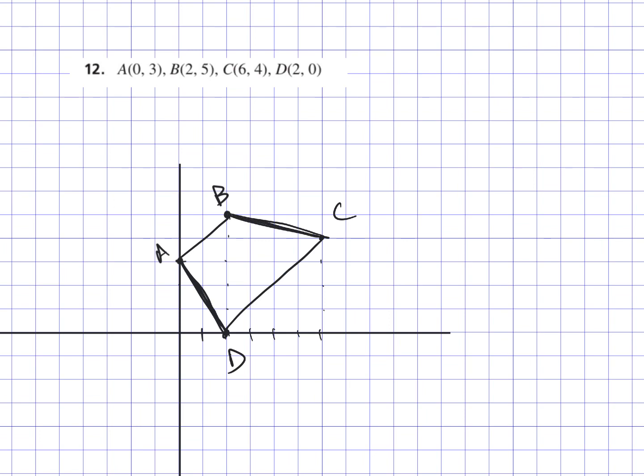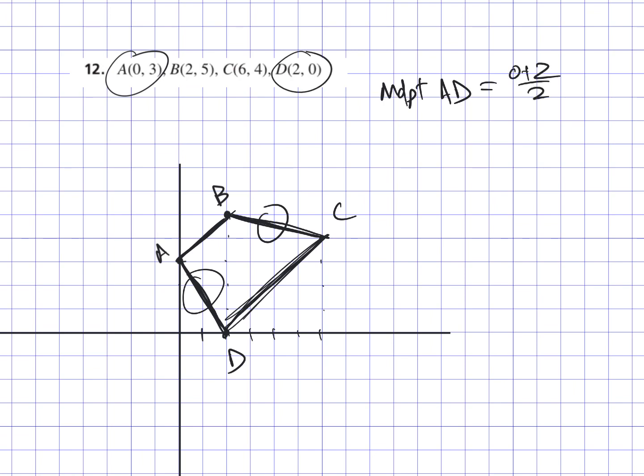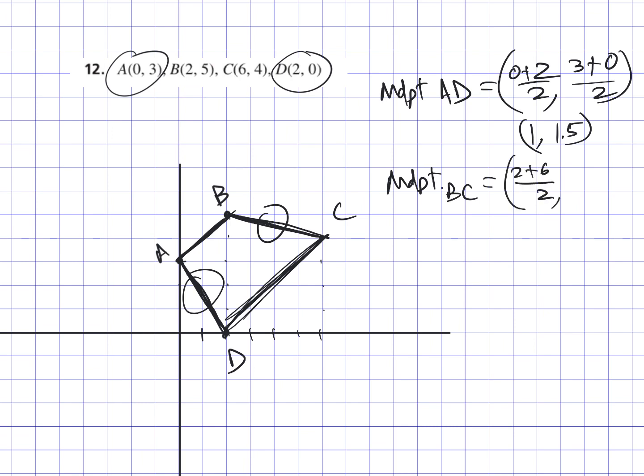So, AB is parallel to DC, obviously. We need our midpoints here. The midpoint of AD: take A and D, add the x's, divide by 2, add the y's, divide by 2. So we get 2 over 2 is 1, 3 over 2 is 1.5. Now we need the midpoint from B to C. So 2 plus 6 over 2, and 5 plus 4 over 2. So 8 over 2 is 4, 9 over 2 is 4.5.